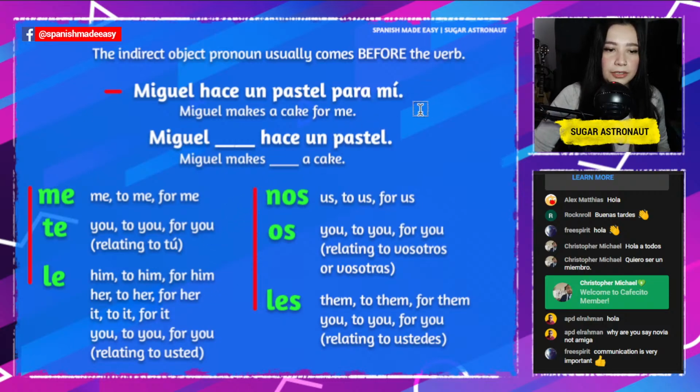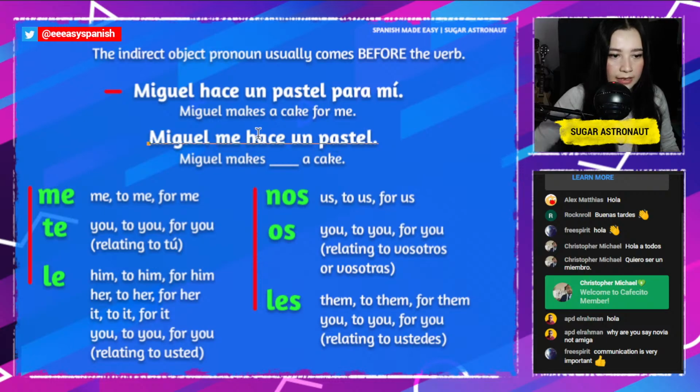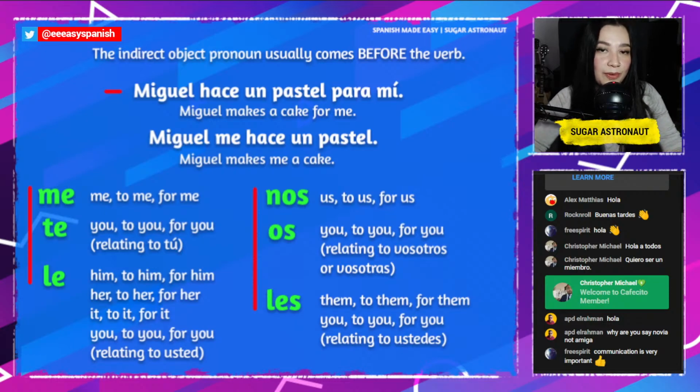And if you want to replace para mí, that's the indirect object in the sentence, you can say Miguel me hace un pastel. Essentially, you're saying Miguel makes me a cake. Sounds weird, but essentially you're saying the same thing, that Miguel is making a cake for me, but you're just using the indirect object pronoun me, okay? So we essentially replaced this with this, and both sentences mean the same thing, okay?